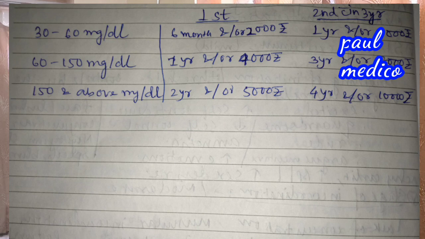In case the blood alcohol level is 100%, then for the first punishment it will be 1 year of imprisonment along with 2000 rupees fine, and for the second punishment within 3 years it will be 2 years of imprisonment along with 3000 rupees fine. For 150% of the blood alcohol concentration, for the first crime the punishment will be 2 years of imprisonment along with 5000 rupees fine, and for the next crime it will be 4 years of imprisonment along with 10,000 rupees fine.